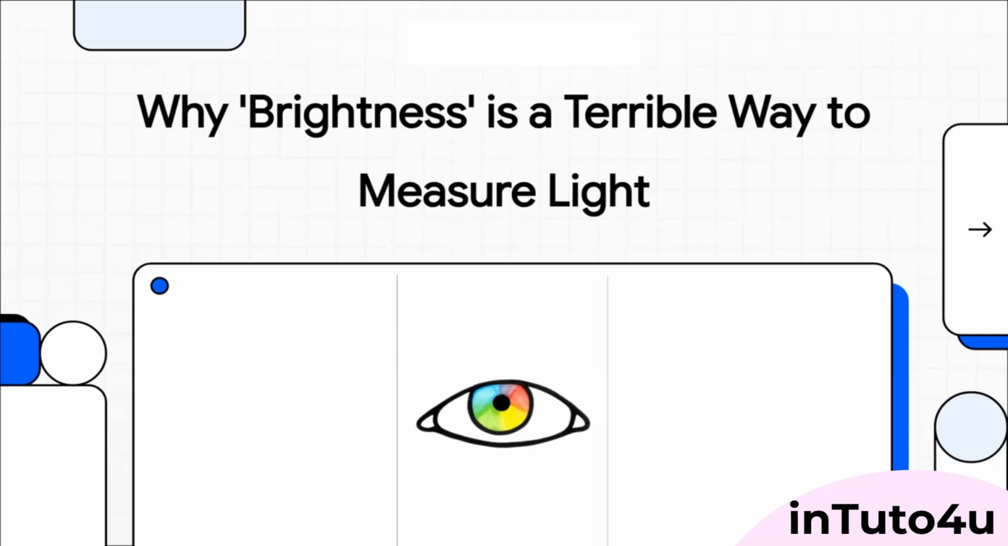Have you ever tried to describe how bright something is? You say it's super bright or really intense. Well, it turns out that in the world of science, those words are a total minefield. Yeah, measuring light is way more complicated than it sounds. So let's get into it.